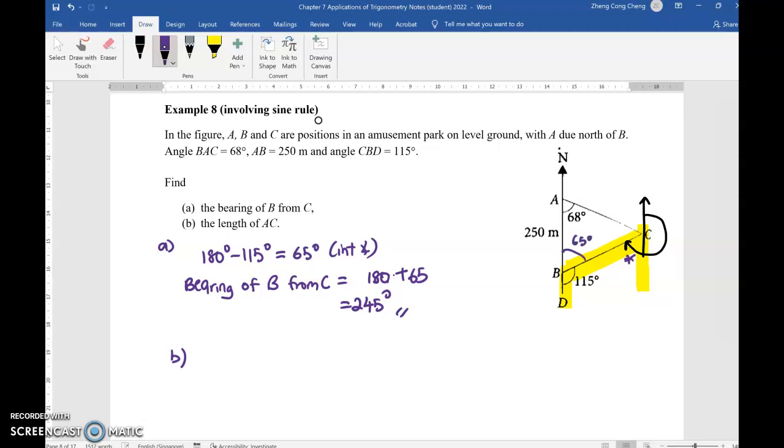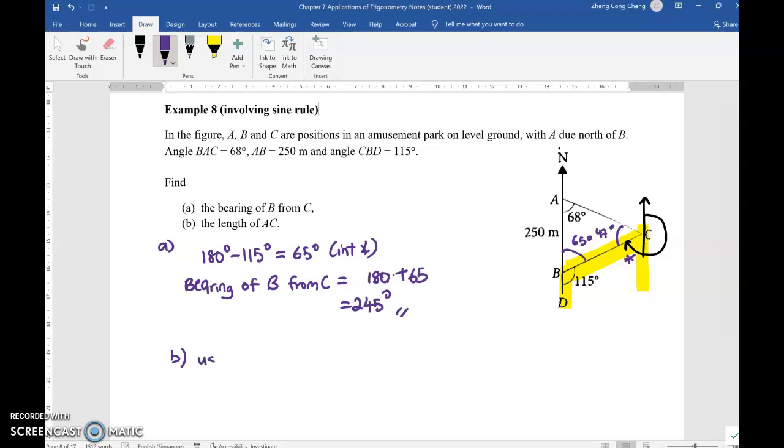Now, how do I find the length of AC? I have two angles and one side. I can use sine rule to find out what is my unknown length. I first need to calculate this third angle because it is opposite the 250. Without that, I'm unable to use sine rule because sine rule requires us to use opposite sides. I have found out that this is 47 degrees.